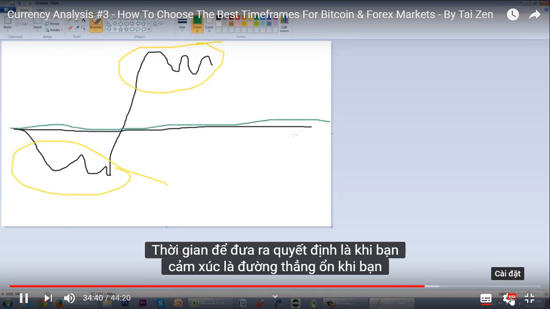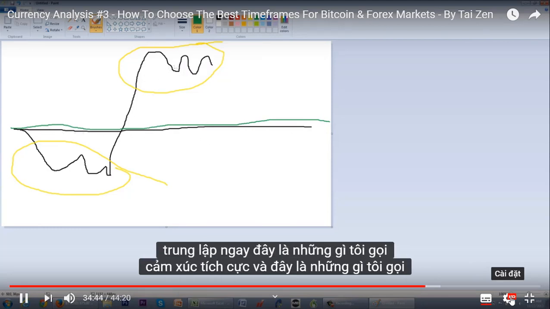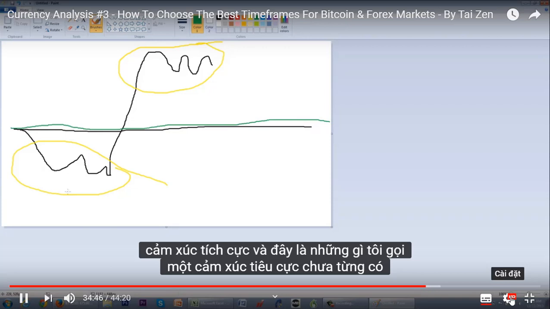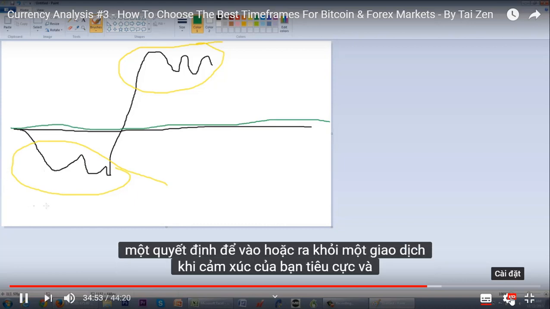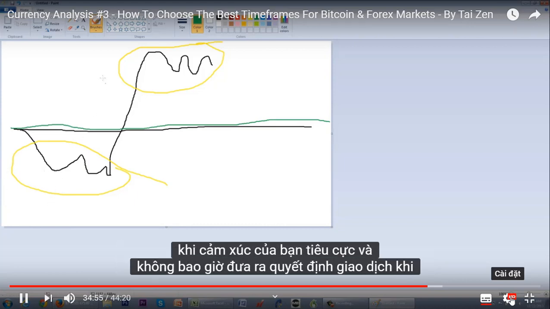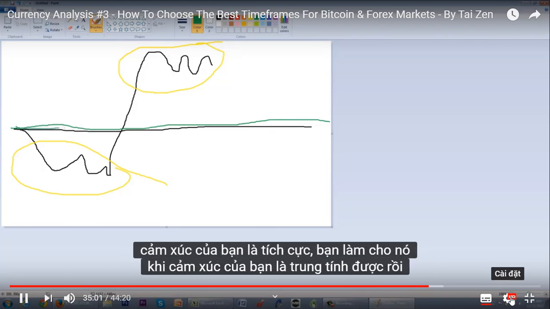Okay? When it's neutral. This is what I call neutral right here. This is what I call positive emotion, and this is what I call a negative emotion. Never, ever, ever make a decision to get in or out of a trade when your emotions are negative, and never, ever make a decision to trade when your emotions are positive. You make it when your emotions are neutral, okay?